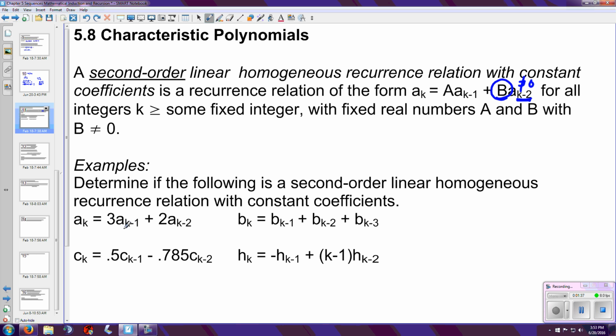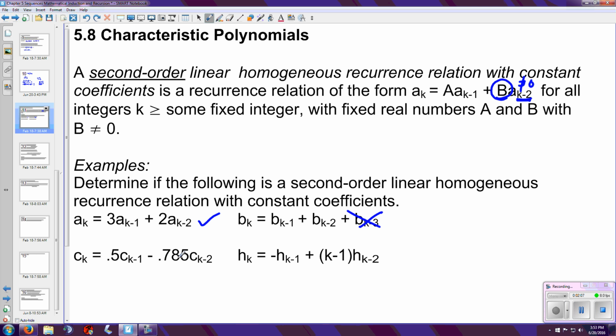All right, now let's take a look down here at a few examples. This first one here, first thing we want to check is, are our coefficients constant? We have a 3, we have a 2, both of them are constant. We have the k minus 1 and the k minus 2. So this one is in fact a second order linear homogeneous recurrence relation with constant coefficients. If we check this next one here, we have k minus 1, k minus 2, k minus 3. That makes this not second order, this would be third order.